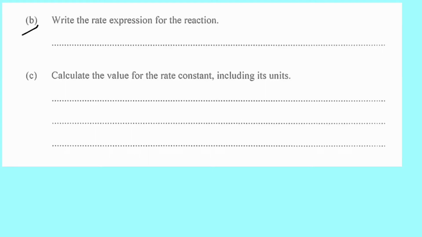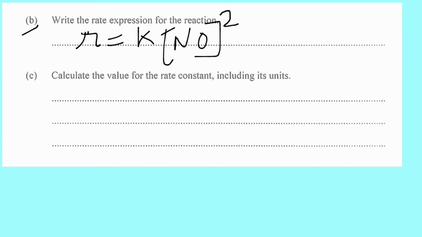So rate expression is always given by K, the rate constant, times NO. For NO we found that it is order 2, so that's why we will write raised to 2. And for hydrogen we got the value as first order, so we will write here 1. In this way, this is the rate expression for this equation.